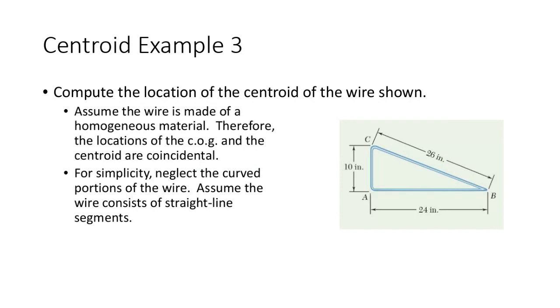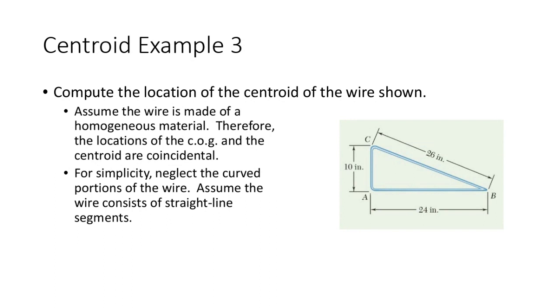It's basically, we have a wire. This is a one-dimensional wire. Imagine this wire has been bent into this triangular region that you see here. I wanted to make a couple statements about this. We are going to assume that the wire is made of a homogeneous material. What that means is that the center of gravity and the centroid are going to be in the same spot.